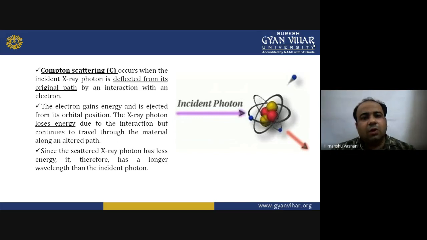So this is how Compton scattering takes place. I repeat once again, this occurs when an incident X-ray photon is deflected from its original path by interaction with an electron. This is Compton scattering. It is denoted by capital C.